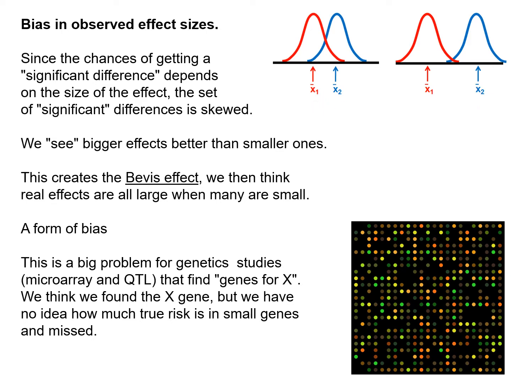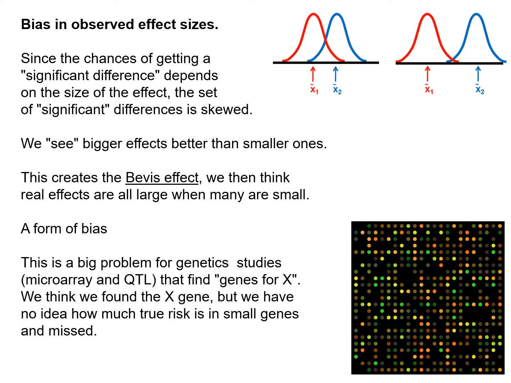So when you do a bunch of experiments, you're not going to see the small differences, but you will detect and see the large differences. So essentially we see bigger effects and bigger differences better than smaller ones. This creates something called the Beavis effect. So we think the real effects that we see, the ones we can get statistically significant results for, are all large when in fact many of them are small. And this is a form of bias in that it's causing us to misunderstand what the typical magnitude of the effects out in nature really are.